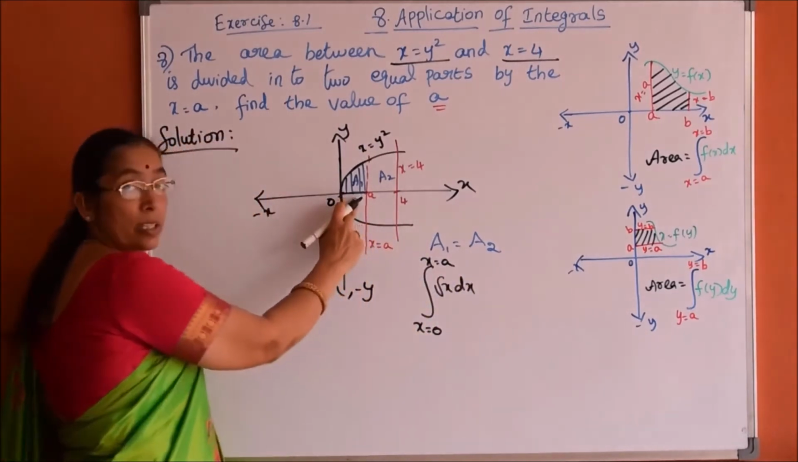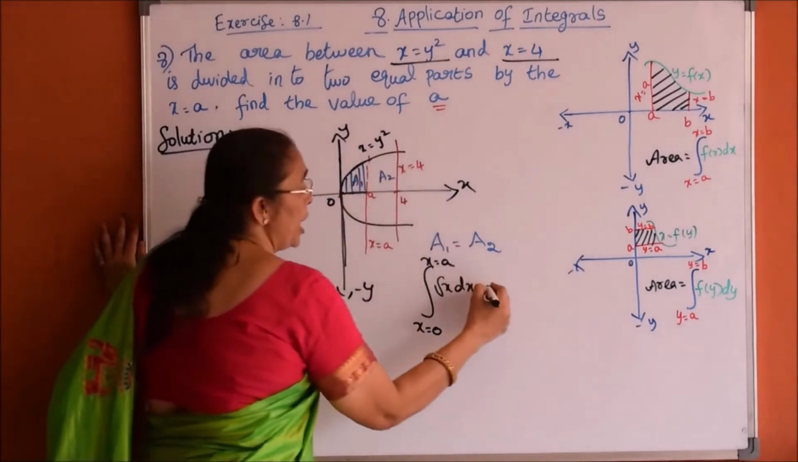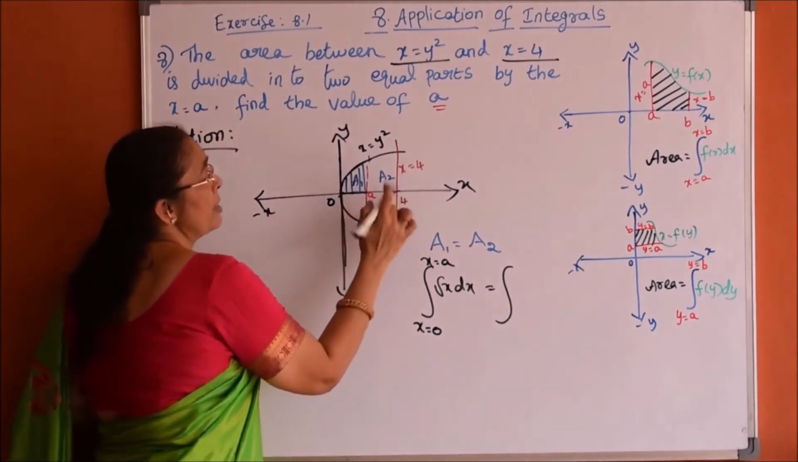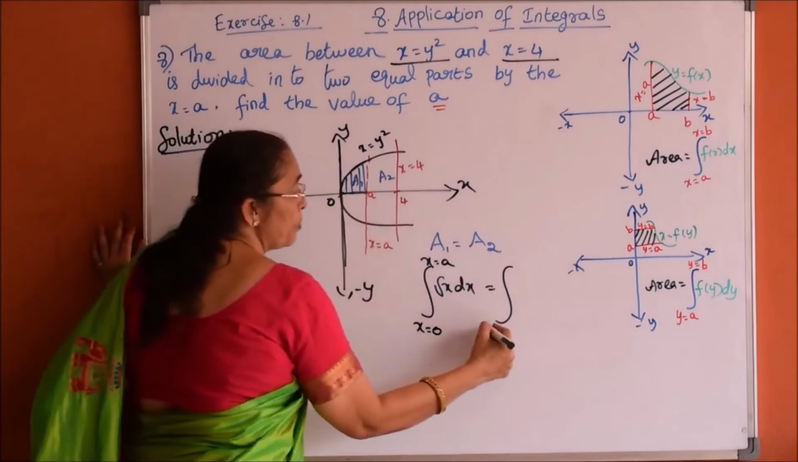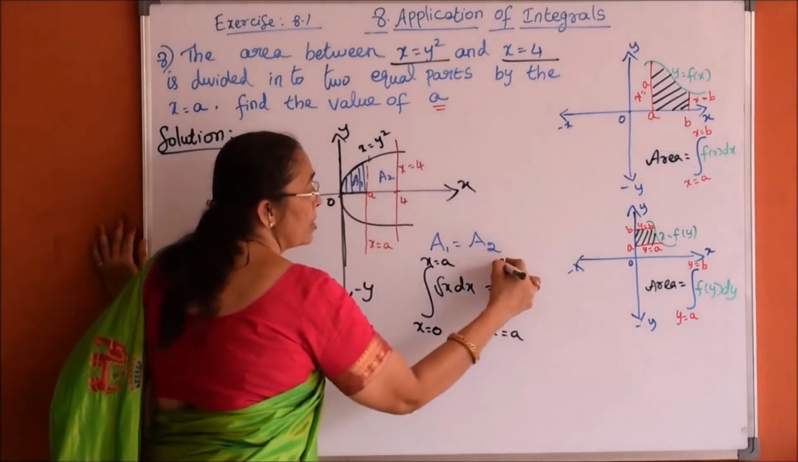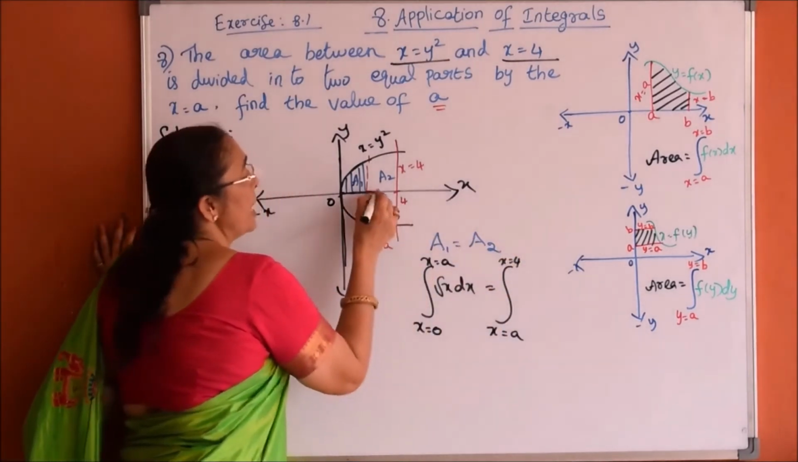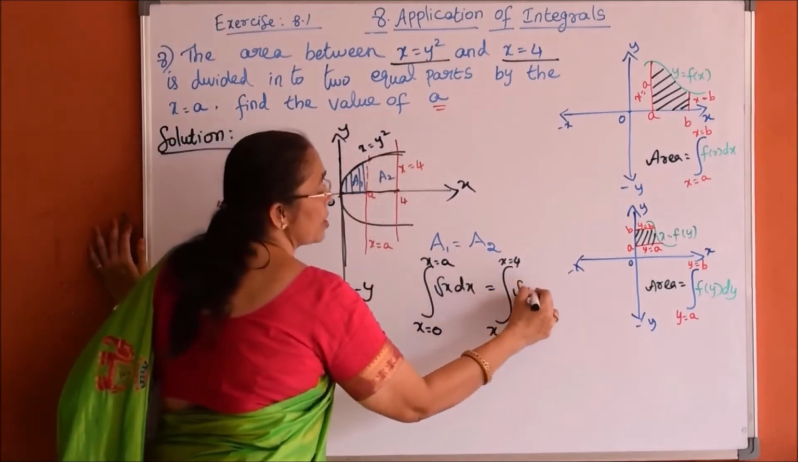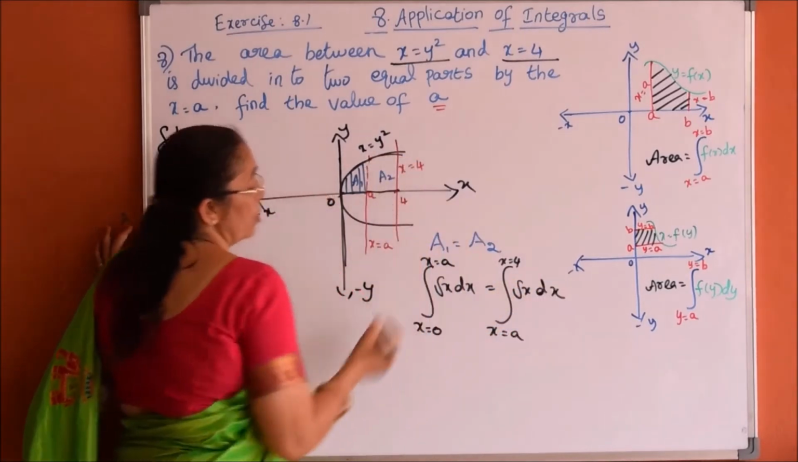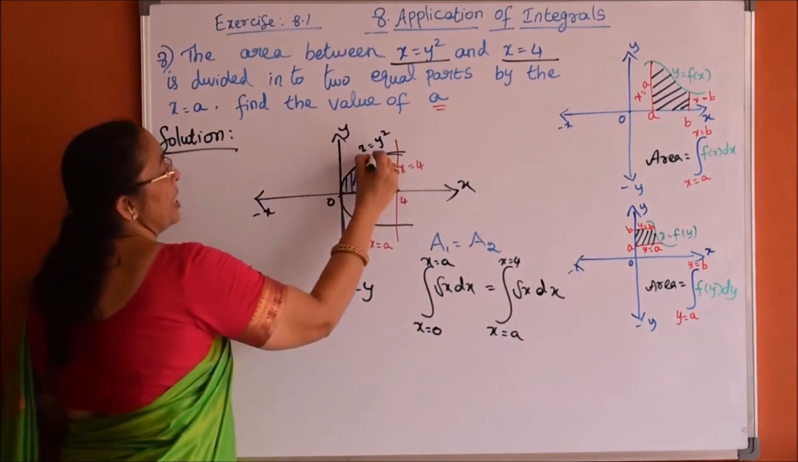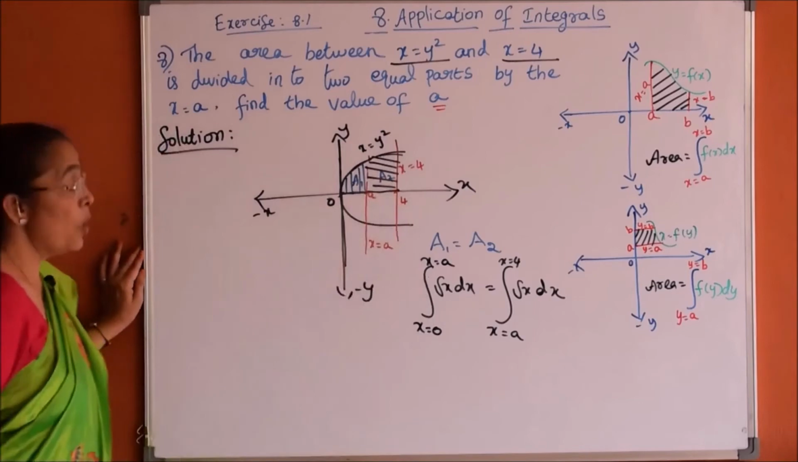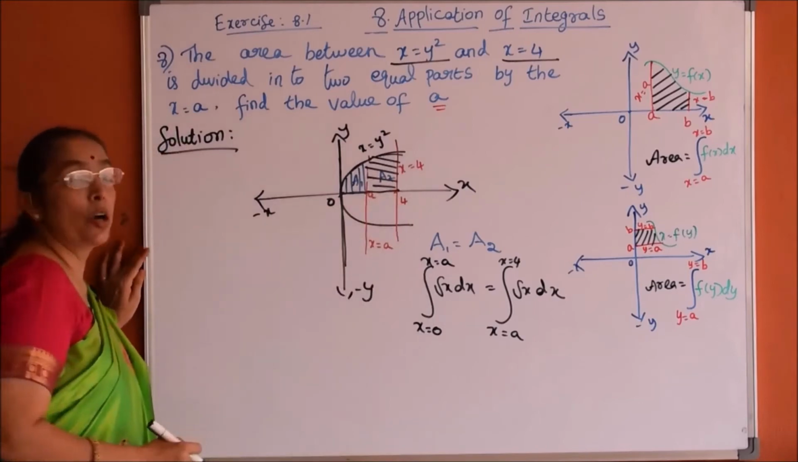With the x axis. Now, what is the A2 area? A2 is the integration with limits from x equals a to x equals 4, with the x axis, again the same curve y equals root x, dx. So, these two areas we equated. Now, we will evaluate and find the value of a.